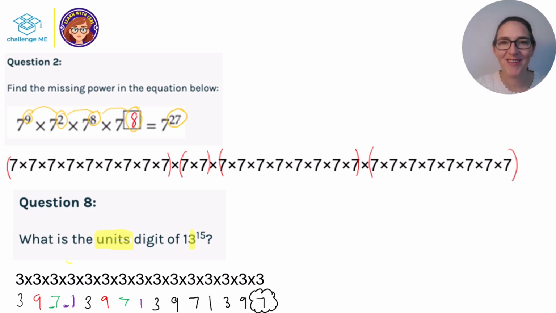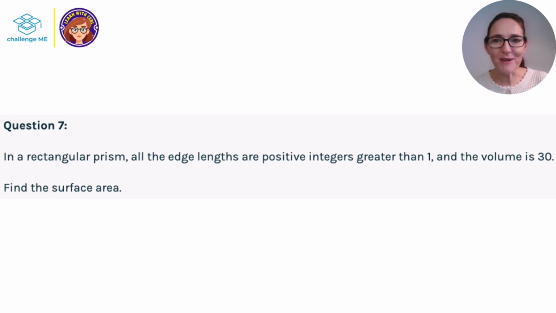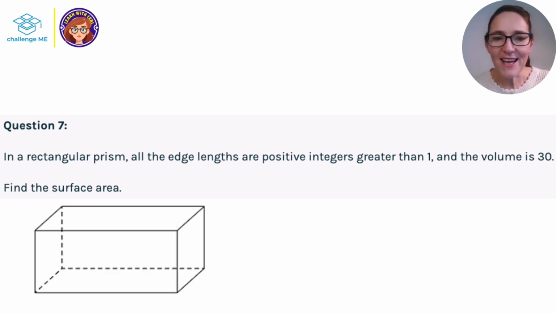Right, let's move on. Let's have a look at question 7 next. In a rectangular prism, all the edge lengths are positive integers greater than 1, and the volume is 30. Find the surface area. So let's have a quick sketch. I'll cheat because I've got the computer. There you go. And we need the volume to be 30. So when we multiply the 3 dimensions together, we should have an answer of 30.